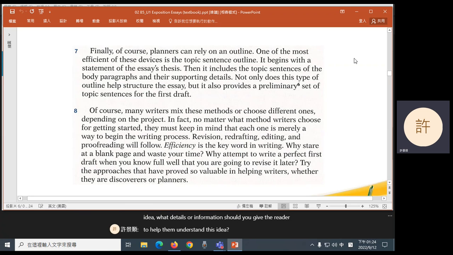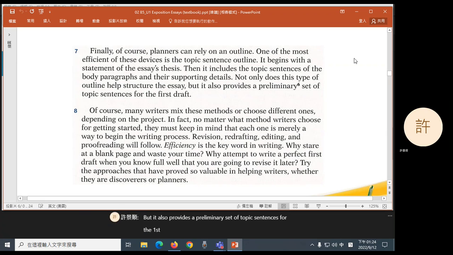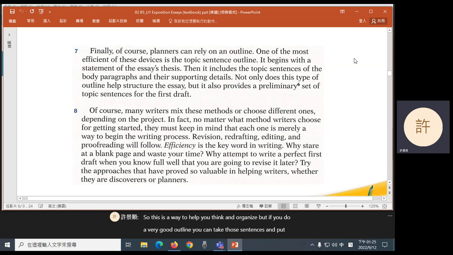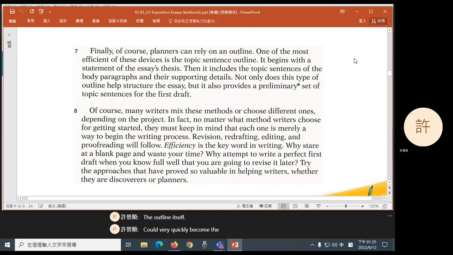Not only does this type of outline help structure the essay, but it also provides a preliminary set of topic sentences for the first draft. So this is a way to help you think and organize, but if you do a very good outline, you can take those sentences and put them directly into your essay. So for a planner who uses outlines, the outline itself could very quickly become the essay.